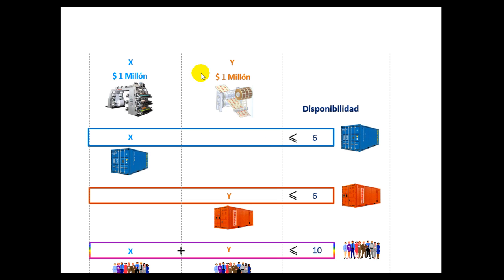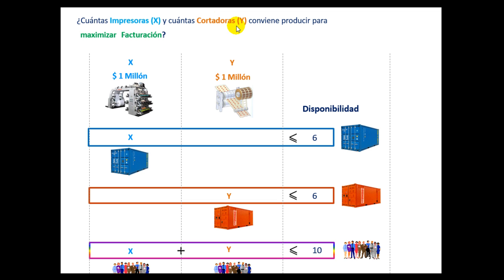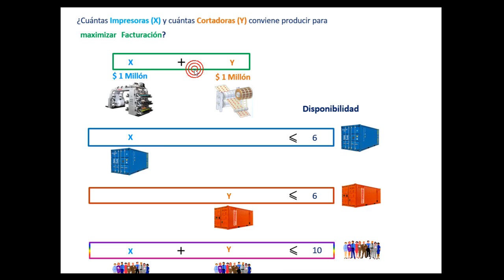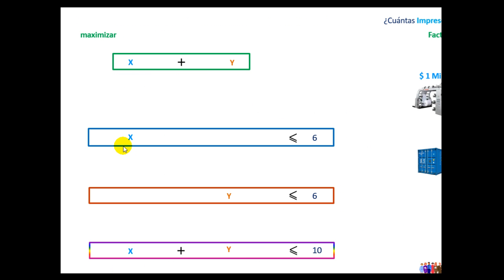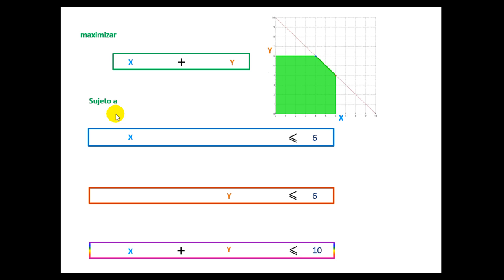And the problem that you want to solve is how many printers and how many cutters would be convenient to produce and sell in order to maximize revenue. In this case, revenue is simply X plus Y, but in general it's going to be the price of printer times X plus the price of cutter times Y. And you want to maximize this subject to these three constraints. So this is the mathematical problem that we have to solve.